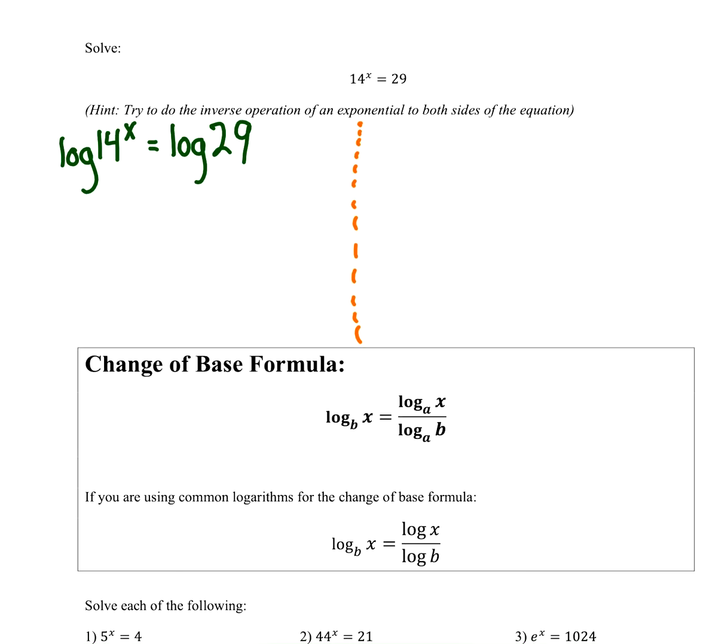Now, what could we do next that would help us get the x by itself? Or what's the only thing we could really do here? Think back to the properties of logs. Whenever I had a log with an argument that was raised to a power, so in this case, our argument's raised to the x, 14 to the x, I could bring that x out in front. So now I could rewrite this as x log of 14 equals log of 29.